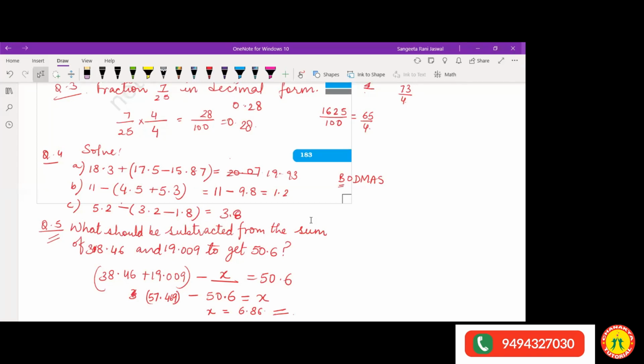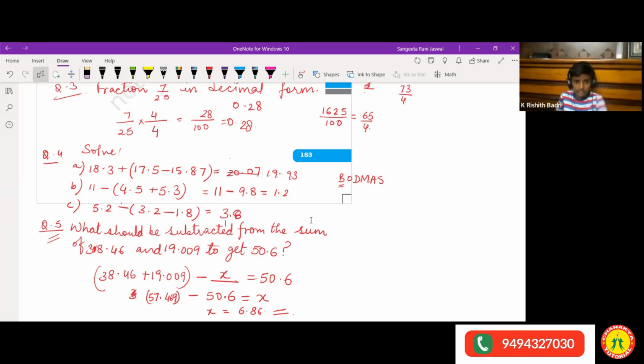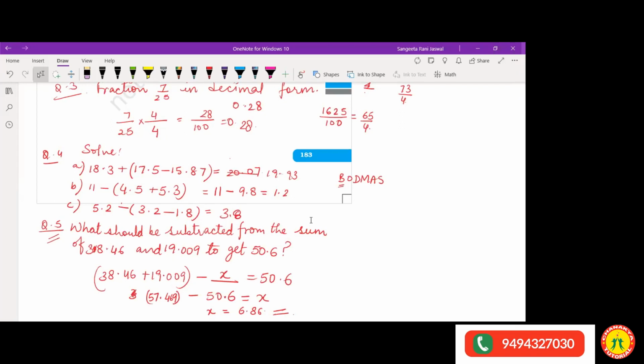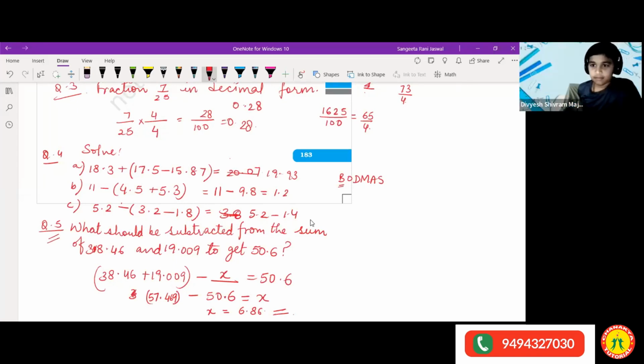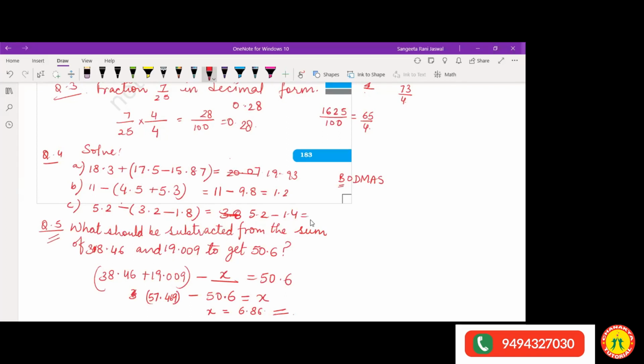Not 3.8? Then why are all saying 3.8? Ma'am, one second, I'll recheck it again. Ma'am, I rechecked again and again. It's showing 0.2. Okay, let me also check. So this is 1.4. 5.2 minus 1.4. So that's 3.8 only. Yes, ma'am, it's 3.8 only.